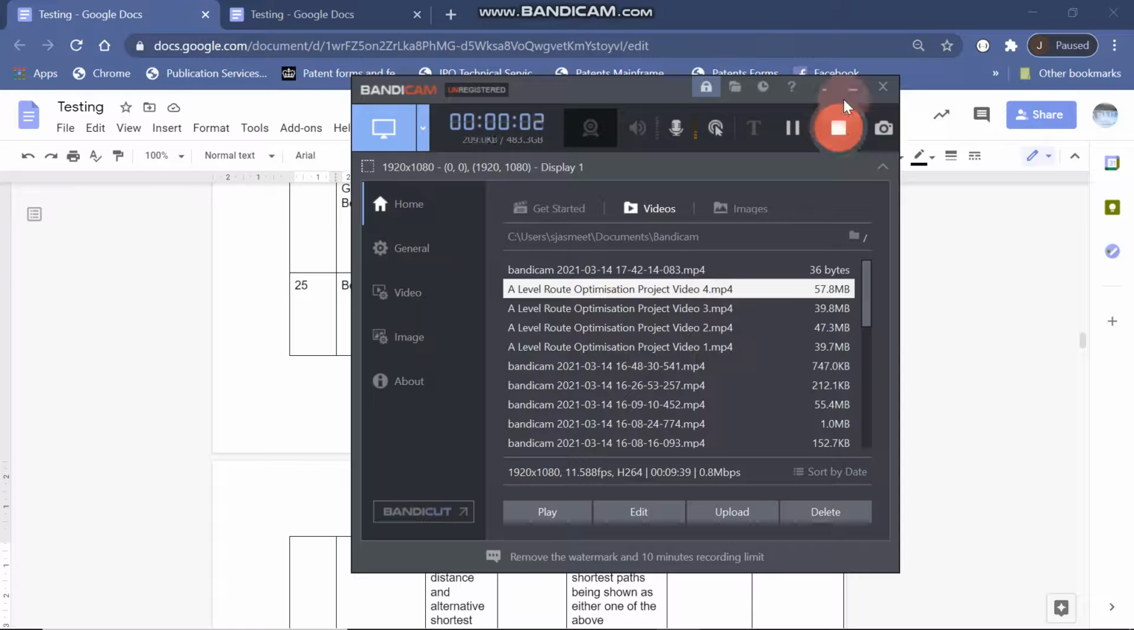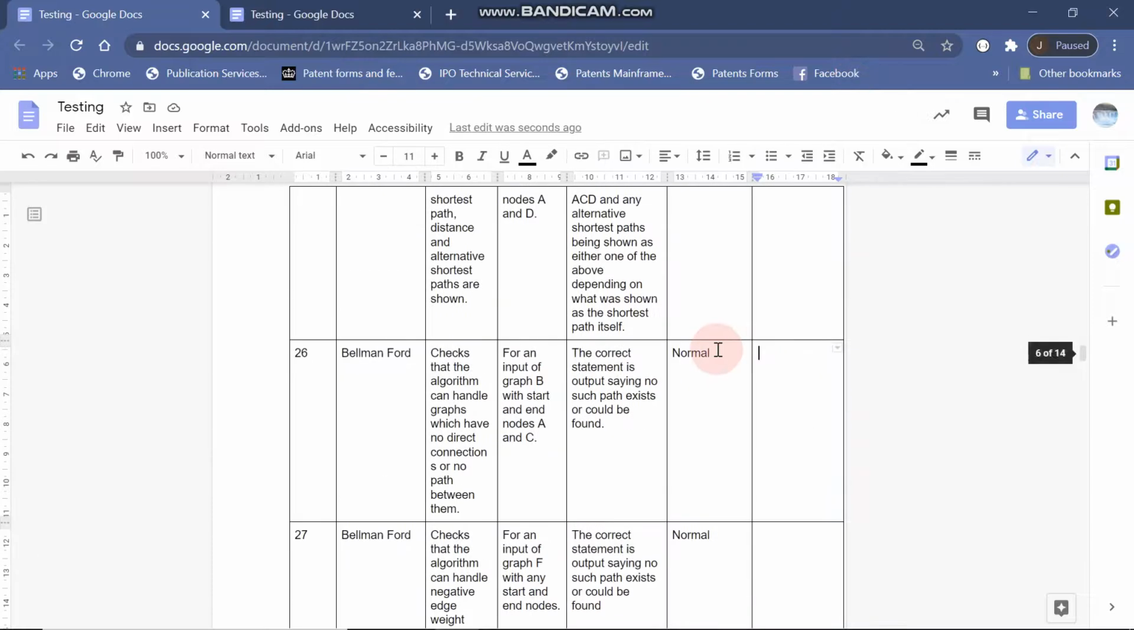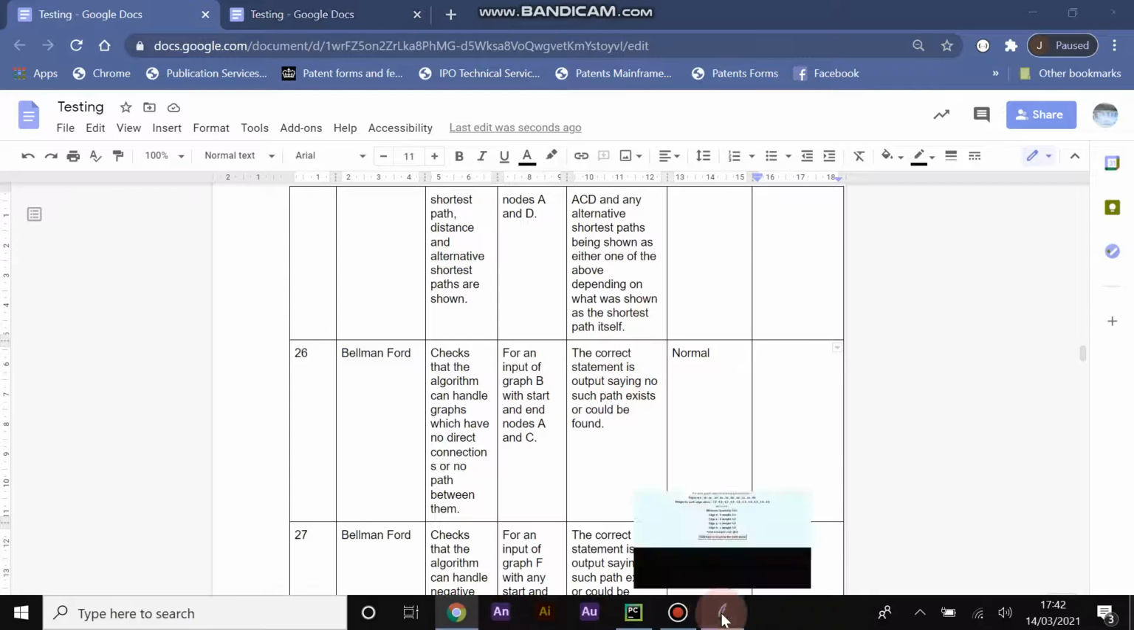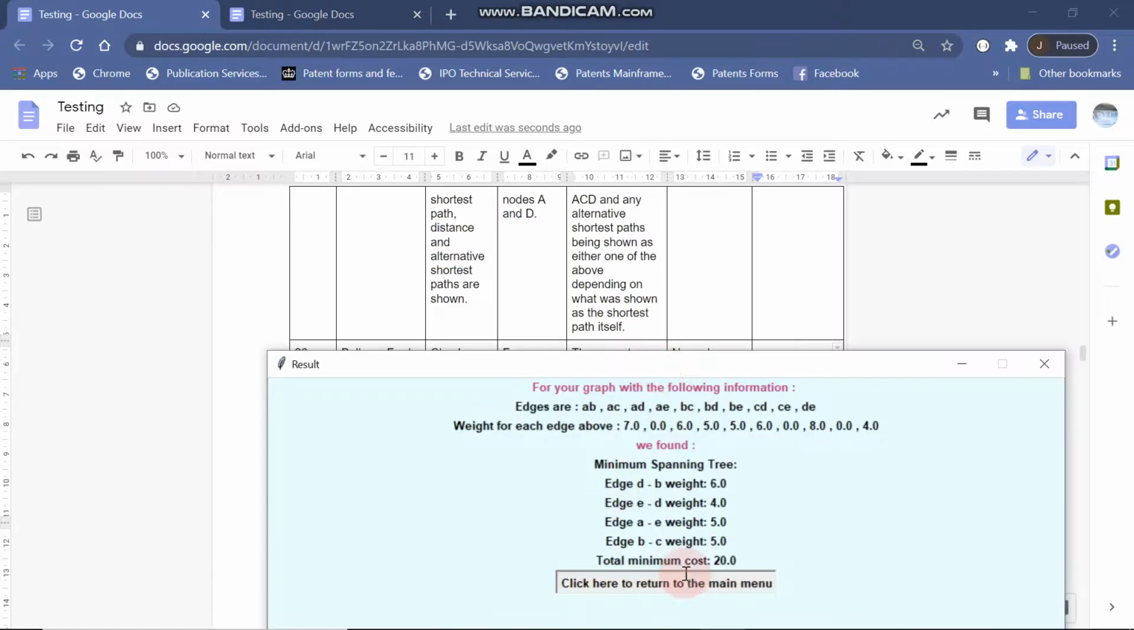Hello, so this is the next video in the series and we are now on test number 26. This is again graph B, the one which doesn't have direct connections or paths, and we're going to do our start and end nodes as A and C respectively, and our expected result should be that there is no such path which exists.